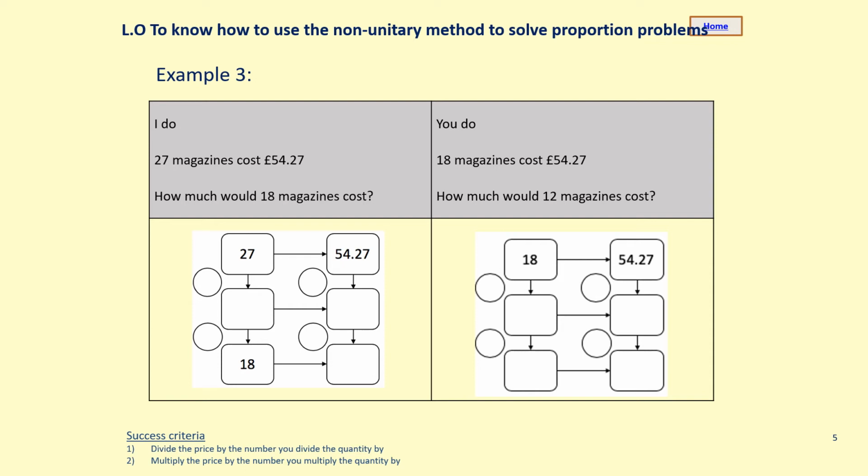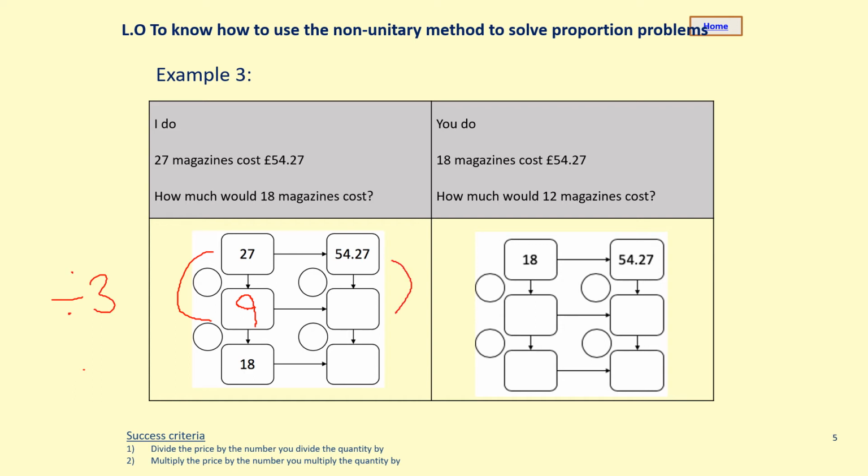So choose a common factor of 27 and 18, and I think the easiest one to do in this case is going to be 9. So let's first work out the price of 9 magazines. So ask yourself first, what do we divide by to get from 27 to 9? And you can have a think about that for a minute. So to get from 27 to 9, we're going to divide by 3.